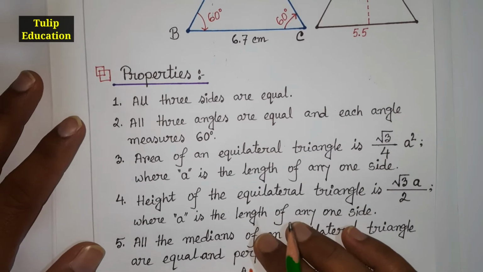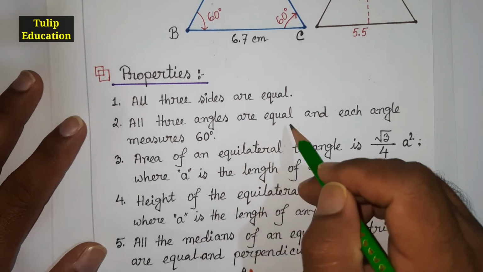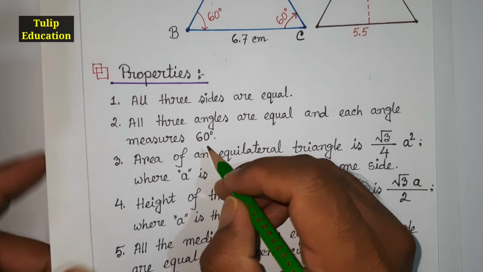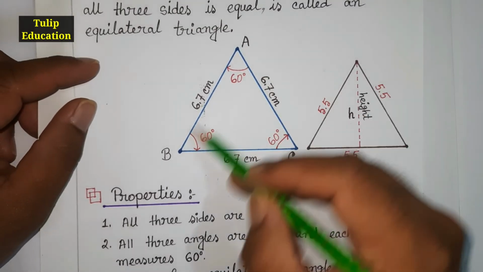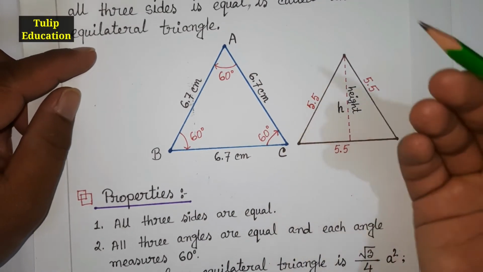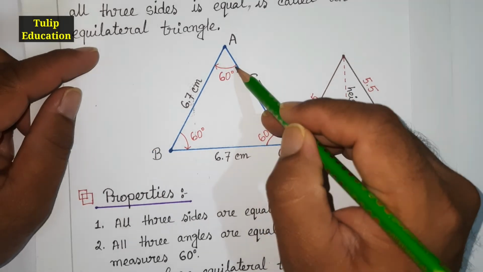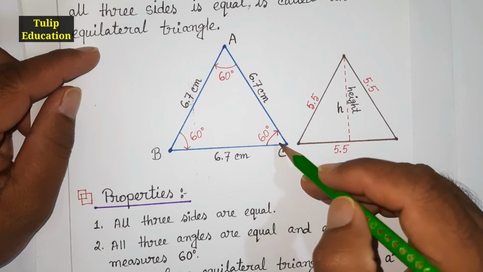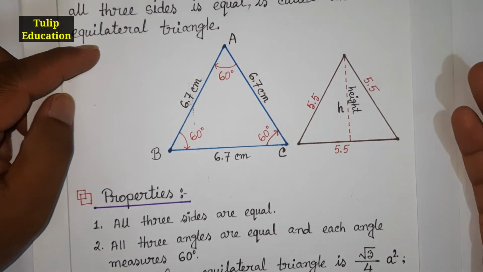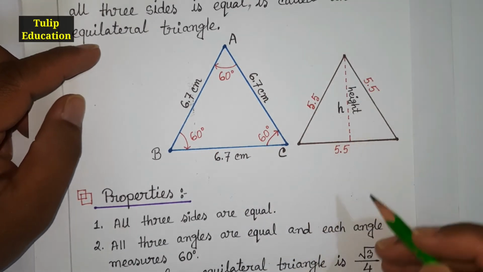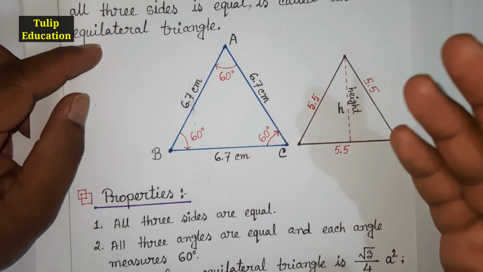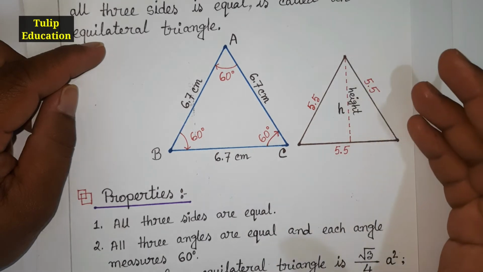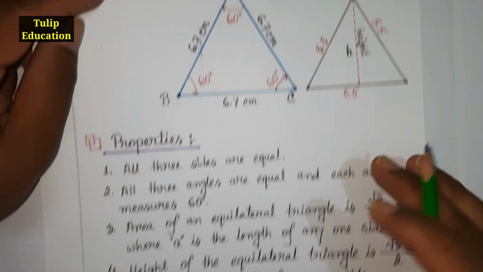Number two, all three angles are equal and each angle measures 60 degrees. You can see in this ABC triangle, this angle is 60 degrees, this one is 60 degrees, and this one is 60 degrees. So we can see all three angles are equal and each angle measures 60 degrees. Now, if we add these three angles, the summation will be 180 degrees.